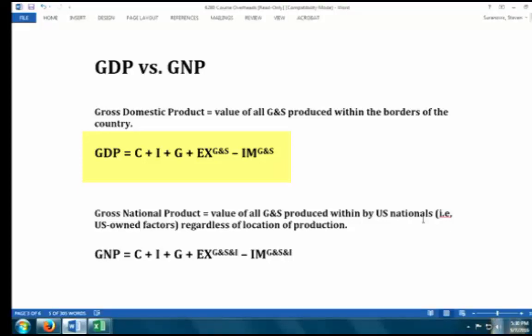Now, that's the technical definition of how we would measure the gross domestic product. But the intuitive definition of GDP is that, as listed here, it's the value of all goods and services produced within the borders of the country.